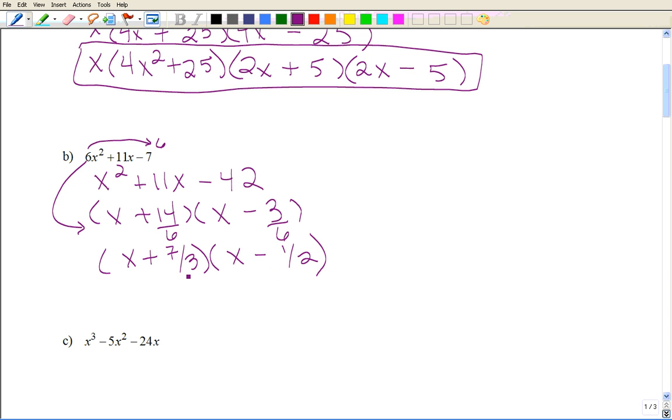And to make these a little bit prettier so I don't leave it as a fraction, for this first binomial, because I have a 3 in this fraction, I'm going to multiply both parts by 3, so I'll get 3x plus 7. And in the second one, to get that 2 out of the denominator, I'll multiply both parts by 2, so I get 2x minus 1.